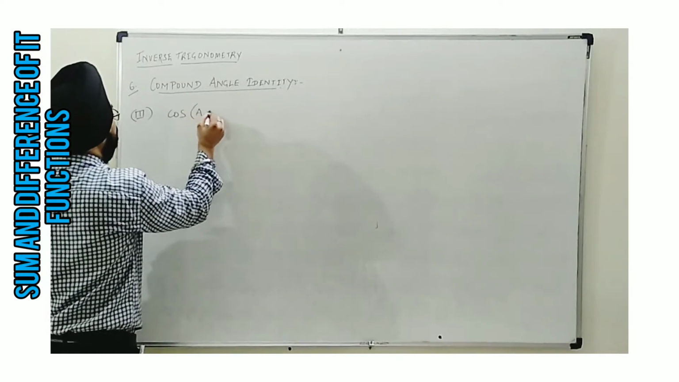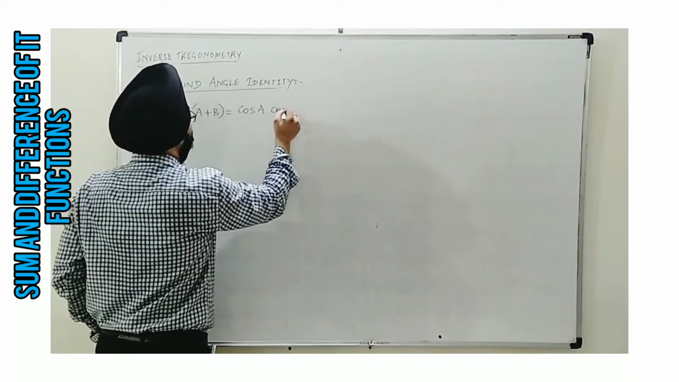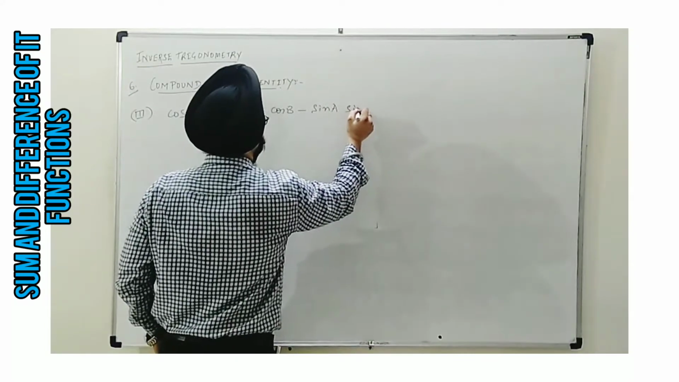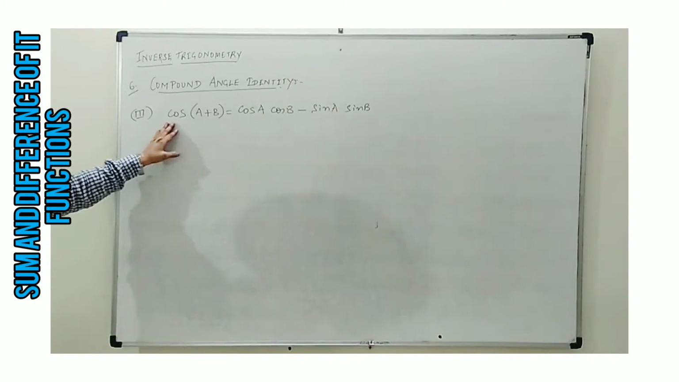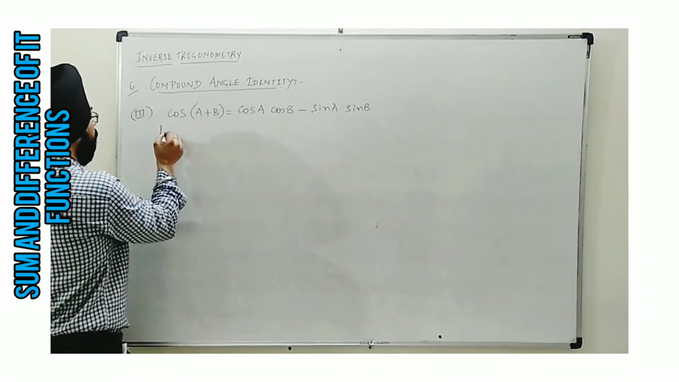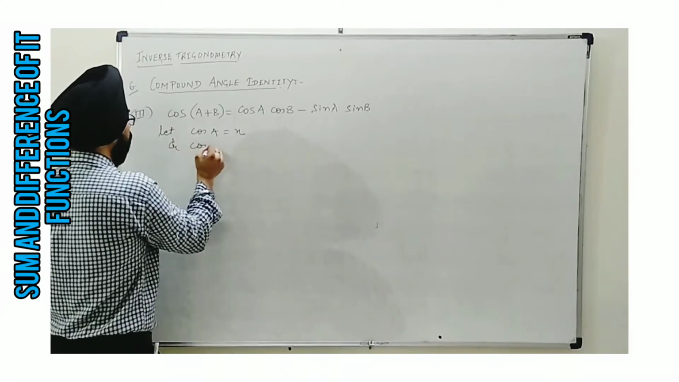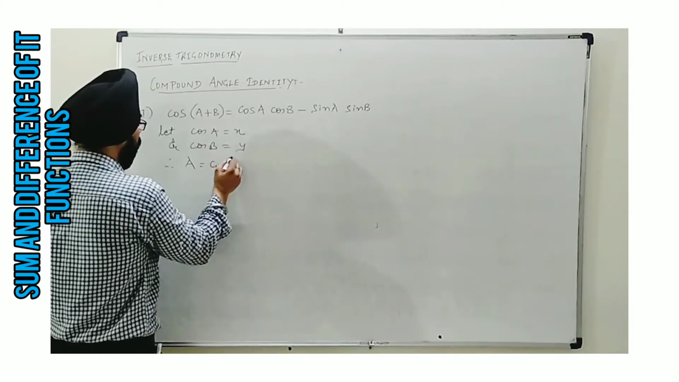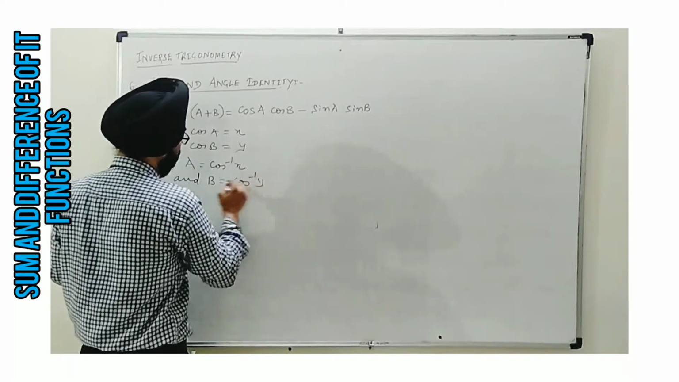We know that cos(A plus B) is equal to cos A cos B minus sin A sin B. Here, as this is the identity of cos, we will consider from the right hand side cos A as x, cos B as y. For proof, we consider cos A as x and cos B as y. Therefore, A can be written as cos inverse x and B as cos inverse y.